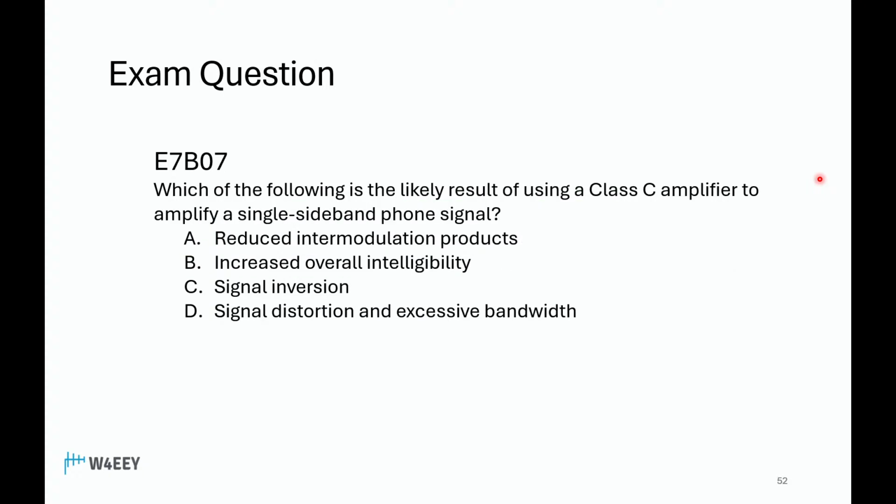Which of the following is the likely result of using a Class C amplifier to amplify single sideband? Delta, signal distortion and excessive bandwidth.